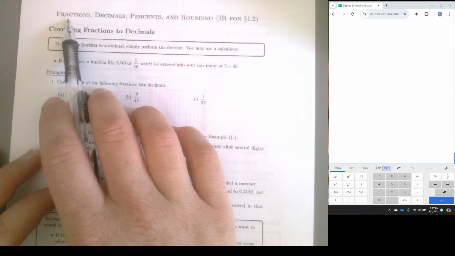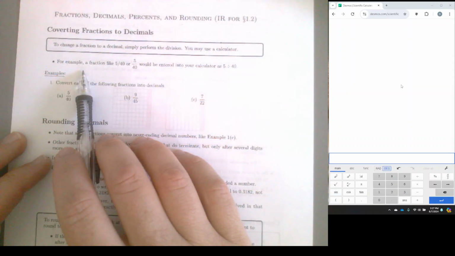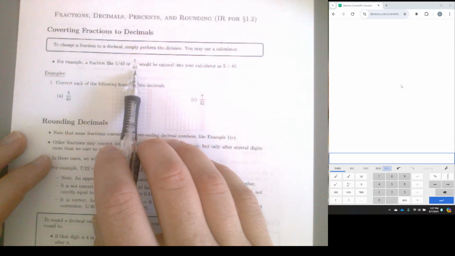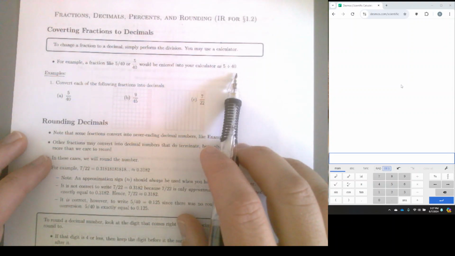For converting from fractions to decimals, we're just going to use our calculators for this, okay? And I'm going to use the Desmos calculator, so that's what I have up here, right? The Desmos calculator, which you can access by just going to desmos.com and then clicking on their scientific calculator. Okay, so in this example, if we want to convert a fraction like 5/40ths to a decimal, we would just enter it into our calculator as 5 divided by 40.